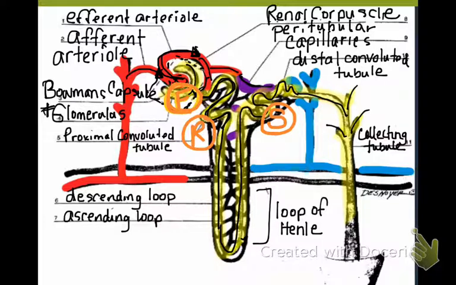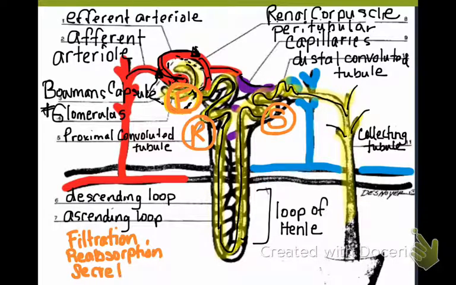S, for secretion. Okay, so the three steps, and you can write them down here on the bottom. Filtration. Followed by reabsorption. And then secretion. Those are the three steps in urine formation: filtration, reabsorption, and secretion.